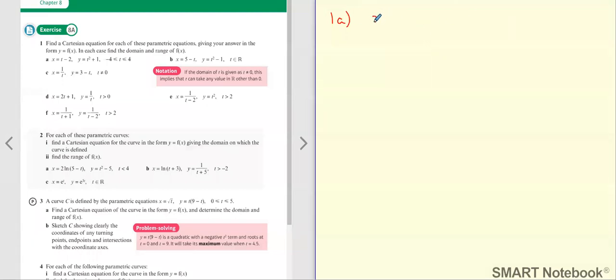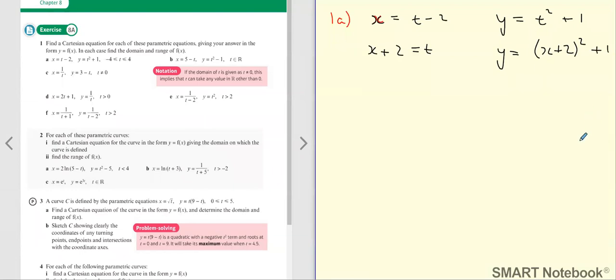So in this, we are given that x equals t minus 2 and y equals t squared plus 1. Now, it's quite easy to make t the subject in the linear one. X plus 2 equals t. And then we can say, well, t squared is going to be (x plus 2) squared plus 1. Okay, and there we have it, in the form of y equals f of x. We didn't need to simplify it. We could have done, and we could have got x squared plus 4x plus 4 plus 1, which gives us this. So either of those two answers is fine.